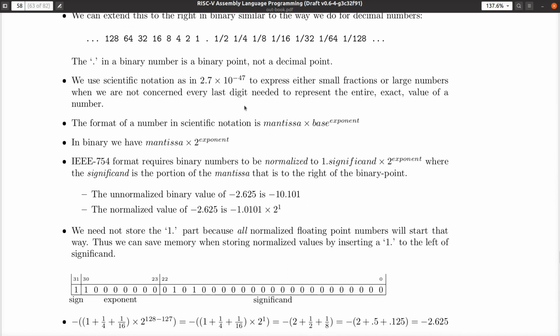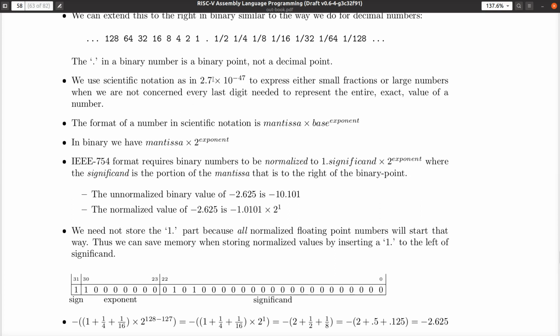All right, so the way we store these things in a machine in this format, we essentially use scientific notation, right? Now remember, in base 10, you used to see things like 2.7 times 10 to the negative 47th power. This would express a very small fractional value. There's the power here being negative. It means that you move the decimal place to the left 47 times. So that's a number very close to 0, okay?